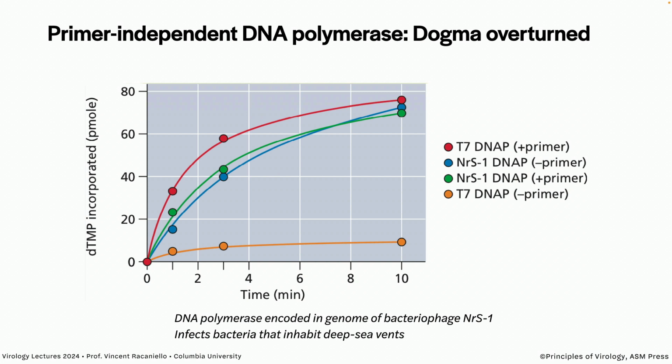But this polymerase, NrS-1 DNAP, without a primer, that's the blue curve, it works perfectly well. And if you add a primer, it doesn't really make a difference. So it's a primer-independent polymerase. So DNA polymerases don't have to be primer-dependent.